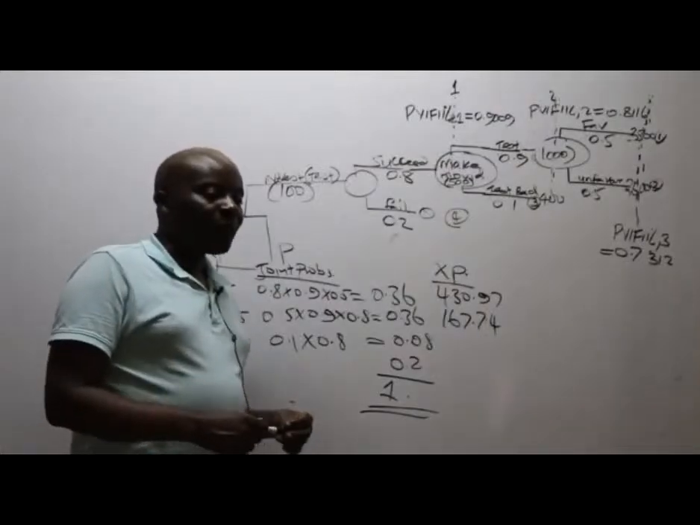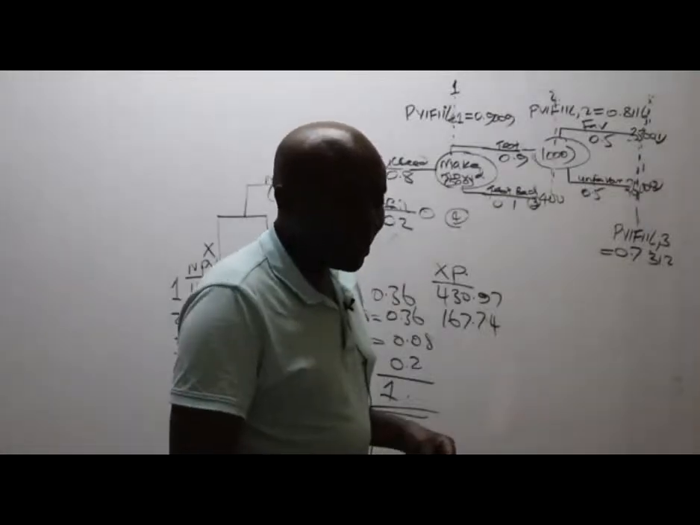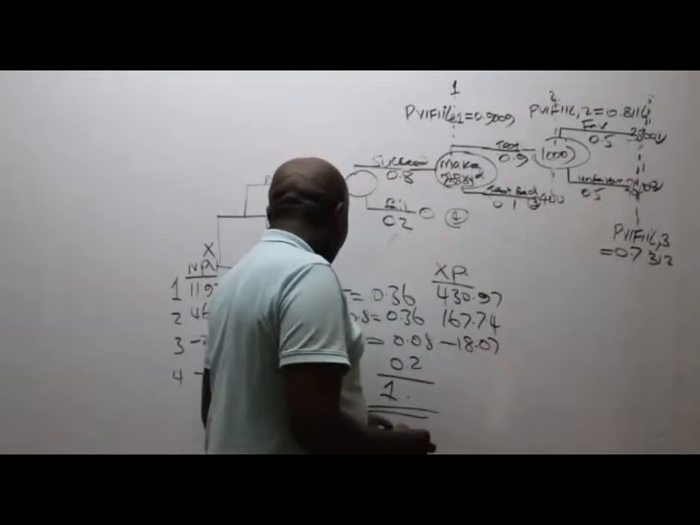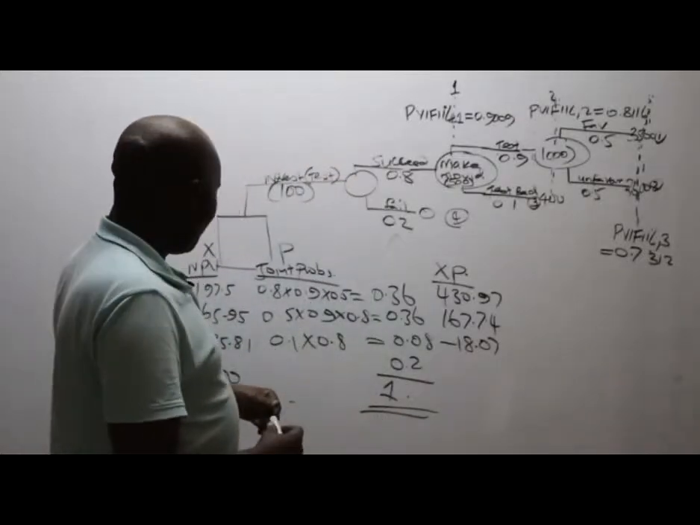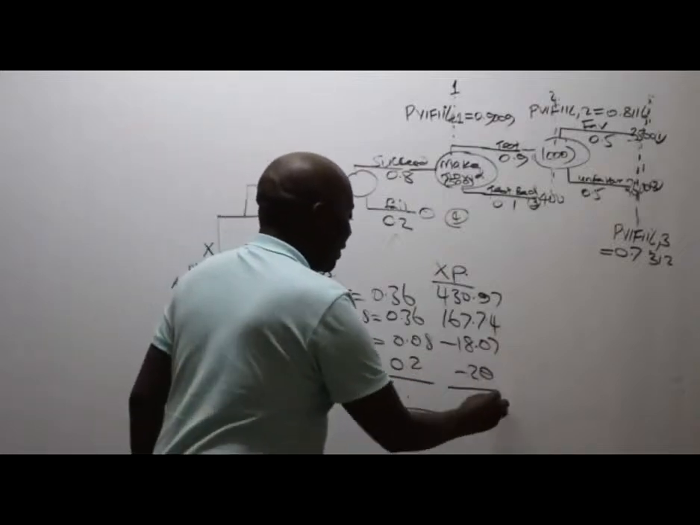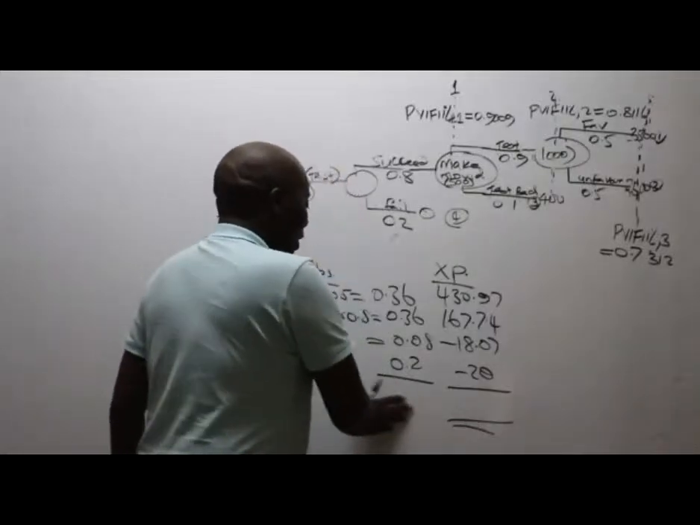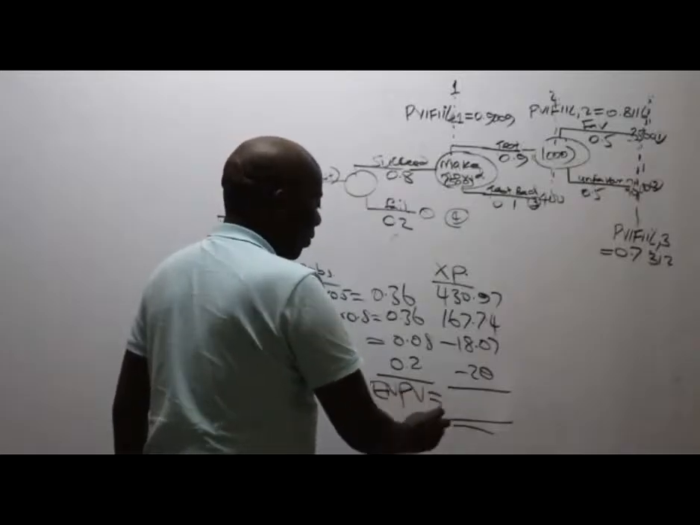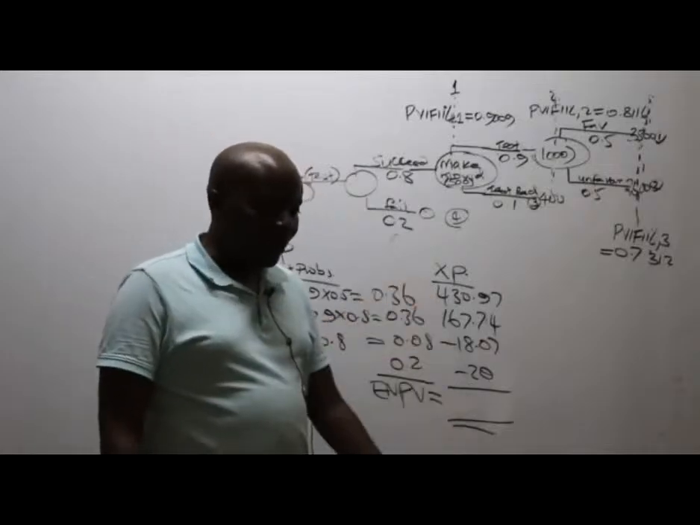Branch 3, what do we have there? Negative 18.07. So we have here negative 18.07. Branch 4, the last one. Branch 4 gives me negative what here? Is it negative 20? Negative 20. So then could you kindly come and add here for you to be able to give us what we call expected net present value. What do we have here, somebody?